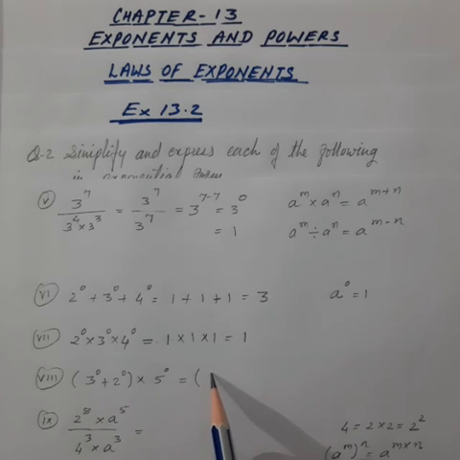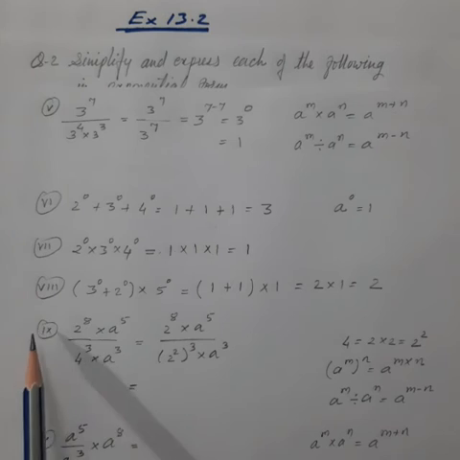3 raised to the power 0 is 1 plus 2 raised to the power 0, value is 1, into 5 raised to the power 0 is 1. Solve the bracket first. 1 plus 1 is 2 and into 1. 2 ones are 2.